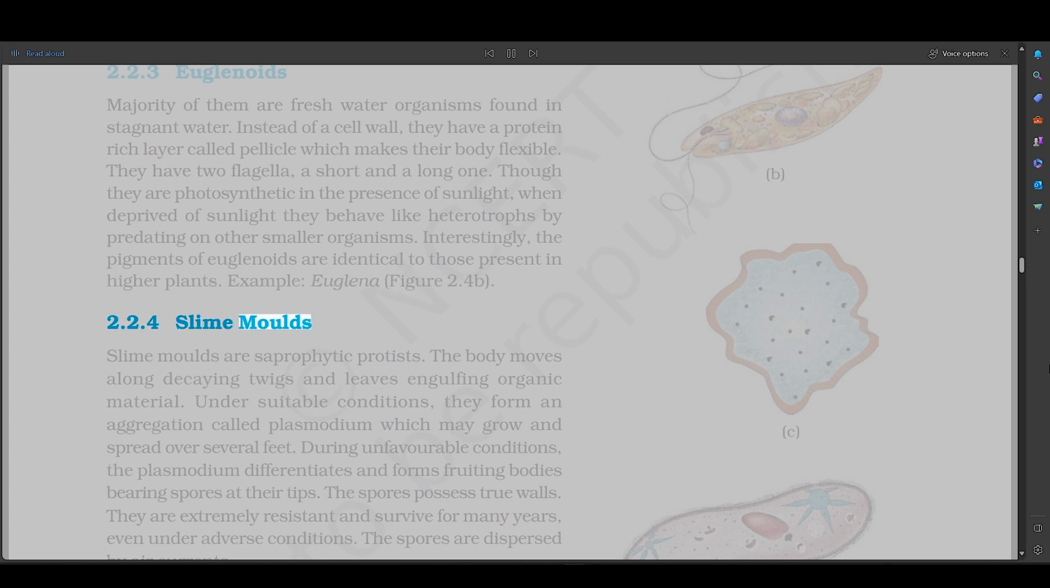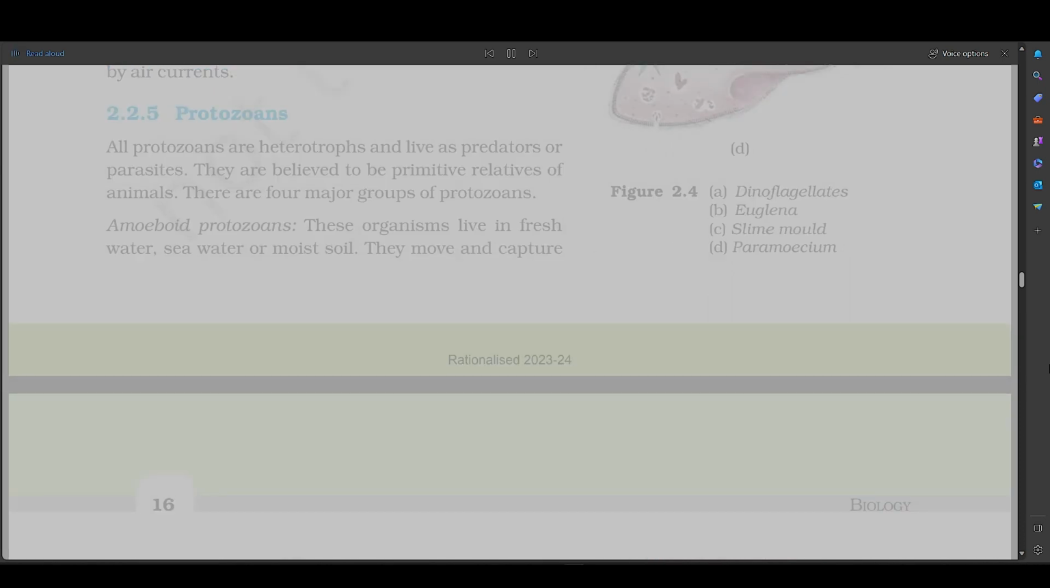2.2.4 Slime molds. Slime molds are saprophytic protists. The body moves along decaying twigs and leaves engulfing organic material. Under suitable conditions, they form an aggregation called plasmodium which may grow and spread over several feet. During unfavorable conditions, the plasmodium differentiates and forms fruiting bodies bearing spores at their tips. The spores possess true walls. They are extremely resistant and survive for many years, even under adverse conditions. The spores are dispersed by air currents.